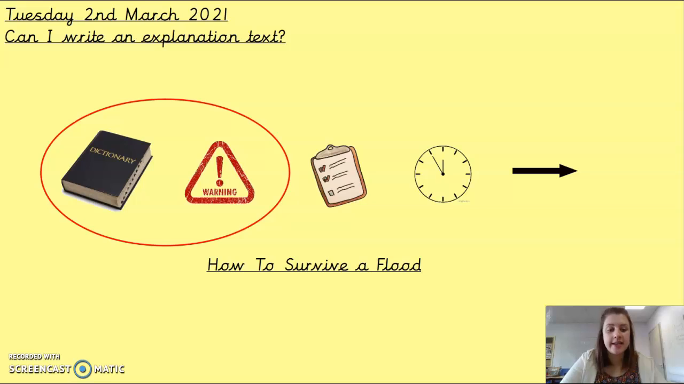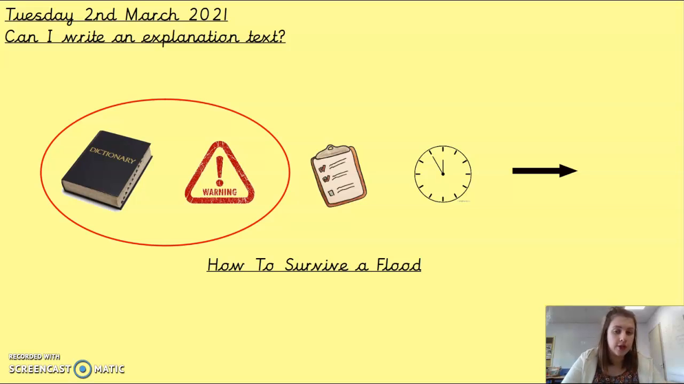So as explained yesterday, this week you are going to have a go at writing an independent explanation text using everything that you looked at last week in your earthquake one, and thinking about the example text we looked at that week about how to survive a tsunami.